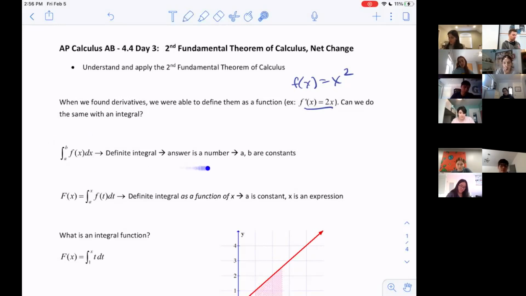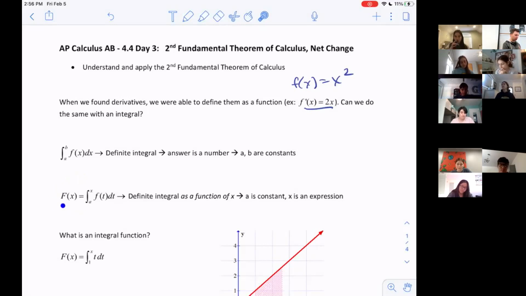If you look at this first piece here, what we've been doing is like finding the slope at one spot. We're finding one area. This definite integral is the area from a to b. A and b are constants. The answer is a number, right? It's the area. So how would we make that more of a function? Let's look at that.